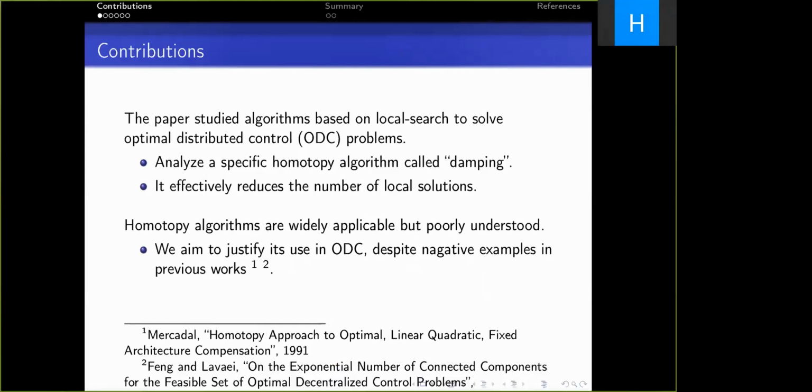Homotopy algorithm is widely applicable but poorly understood. The ideas of varying the system matrices have appeared in other control problems. The novelty of this work lies in the justification of this specific type of homotopy in optimal decentralized control problems.